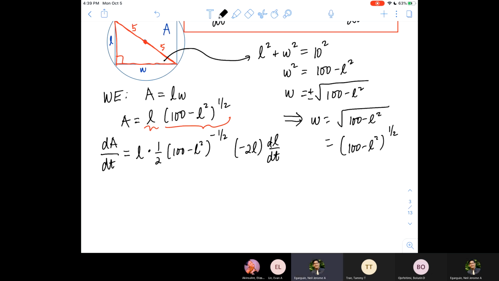Remember, I need to apply the chain rule twice because inside something to the 1/2 is 100 minus L squared. So I took its derivative and got negative 2L, but L is not exactly t, it's a function of t, so I need to multiply it again by the factor invoked by the chain rule, so I should have a dL over dt. All right? Is that clear, guys?